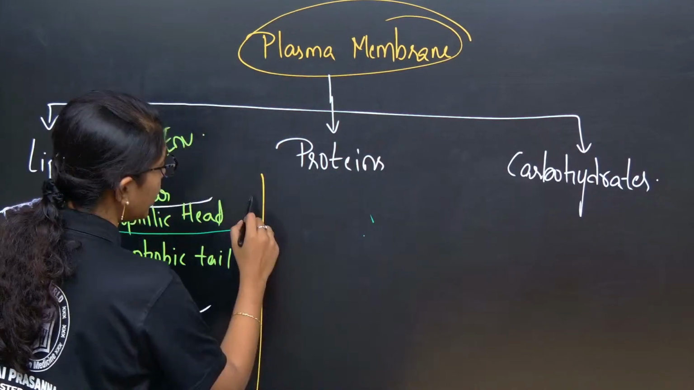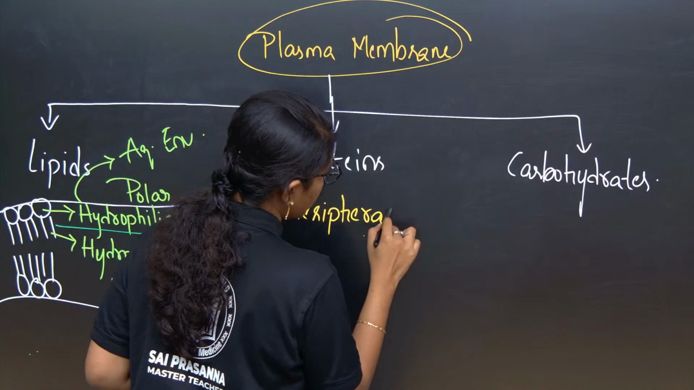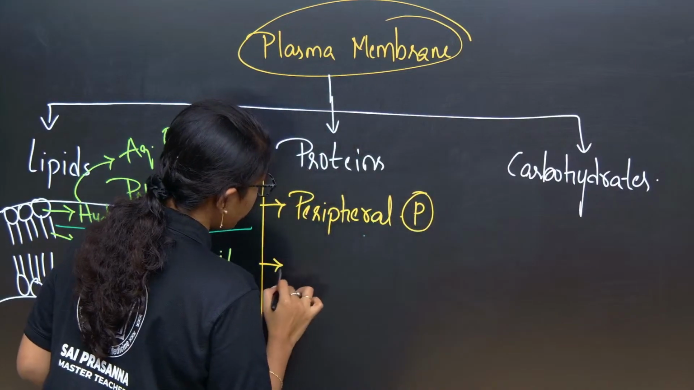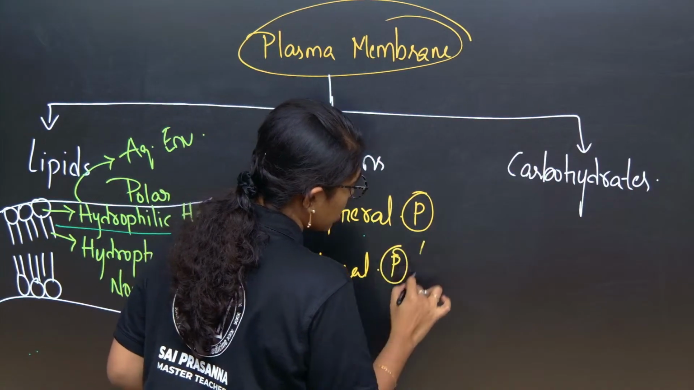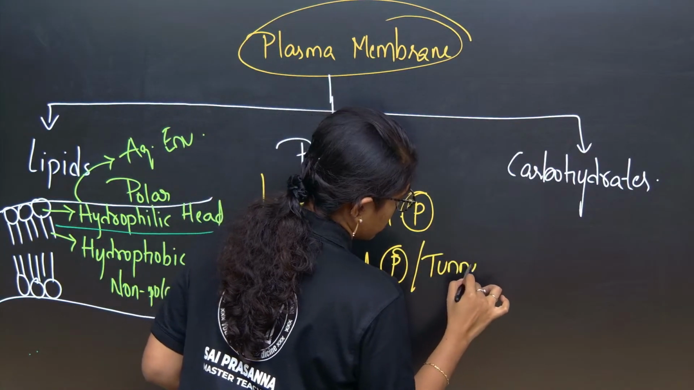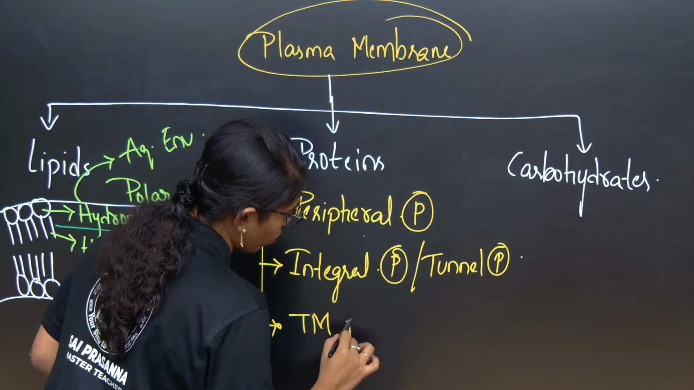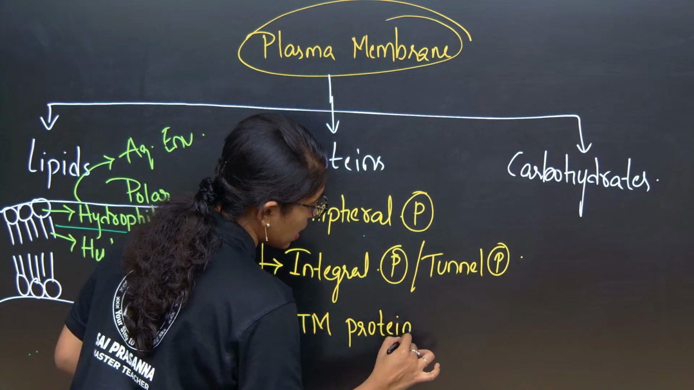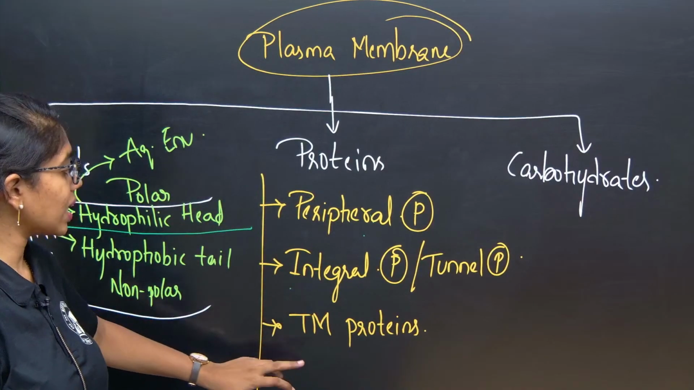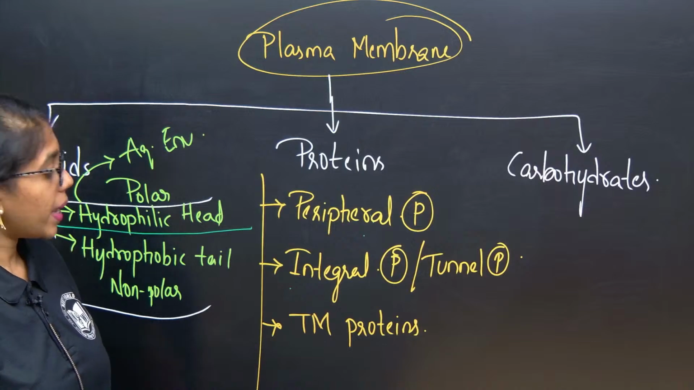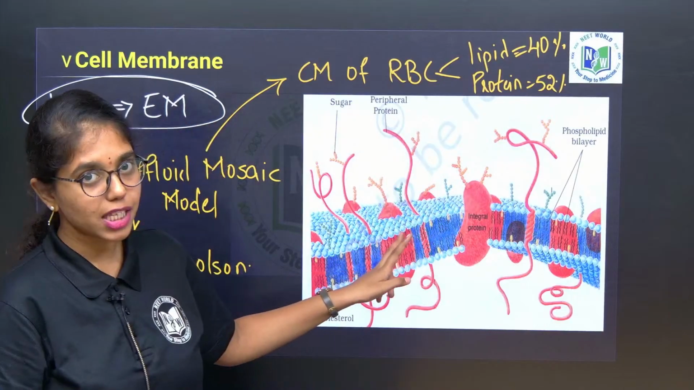You can observe three types of proteins: peripheral proteins, integral proteins, which are also called tunnel proteins, and the third type, transmembrane proteins. So, you have peripheral proteins, integral proteins or tunnel proteins, and transmembrane proteins. Peripheral proteins will be on the peripheral surfaces of the plasma membrane.